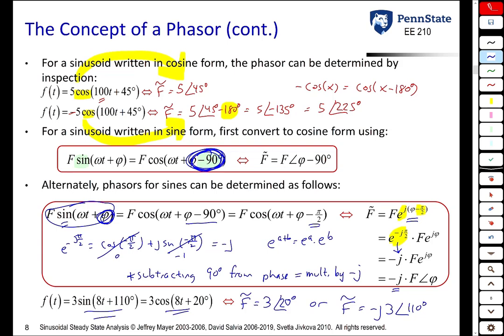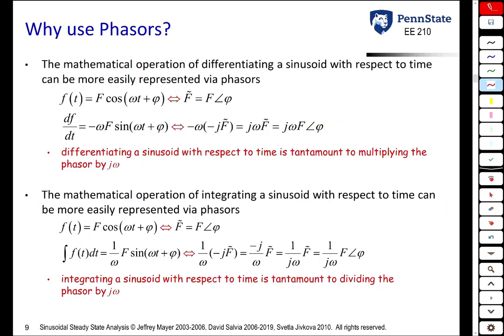So once again, you have two options when you have a sine. One, subtract 90 degrees from the phase before you create the phasor. The other thing you could do is leave the angle as is, but put a minus j out front. This expression and this expression are identical. In some cases, we might find this more useful. In other cases, we may find that more useful. So why are these phasors useful?